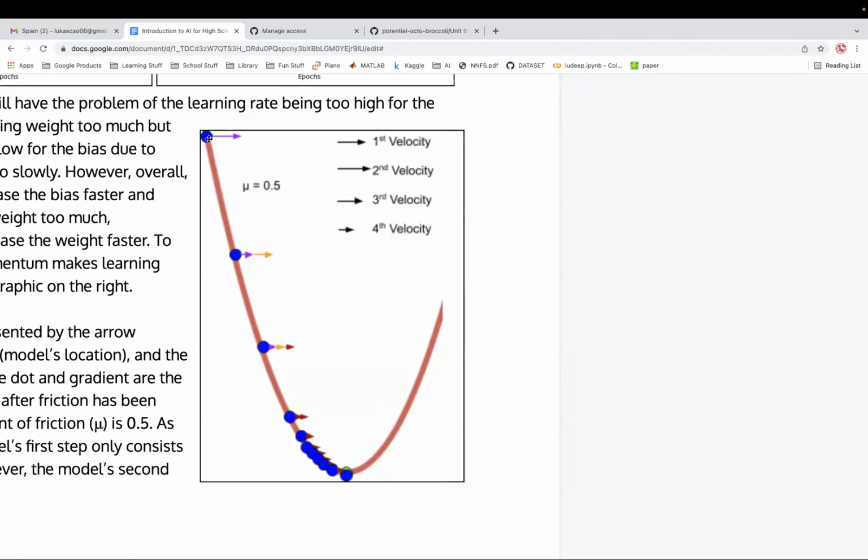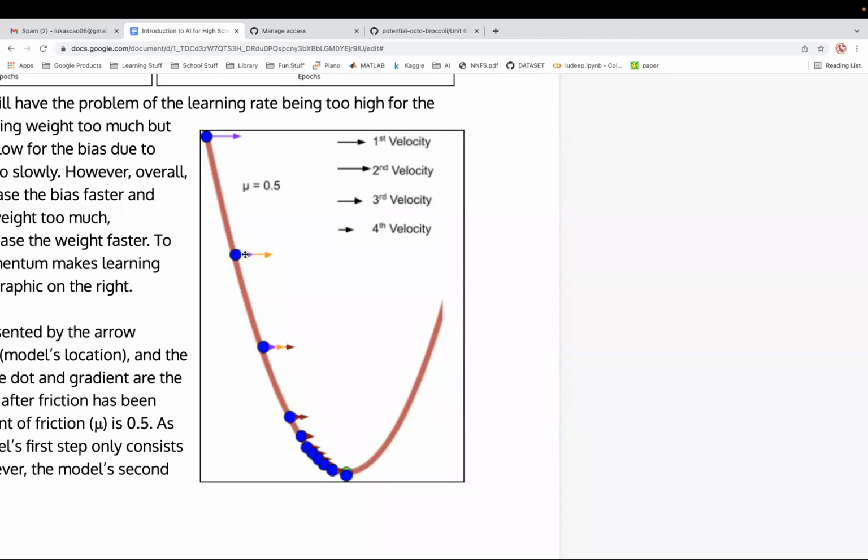So let's say you start over here on your cost function, and then your first velocity is going to be this much. But then because you have a coefficient of friction, your first velocity gets shrunken down to here, but then your derivative, your slope at this point, is this long. So in reality, you update all the way to over here. If you weren't using momentum, you would only have this orange arrow, so you would update to somewhere like here. So that gives you a speed boost.